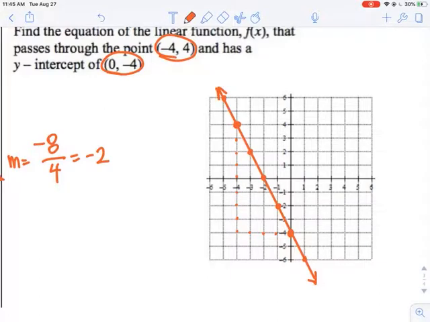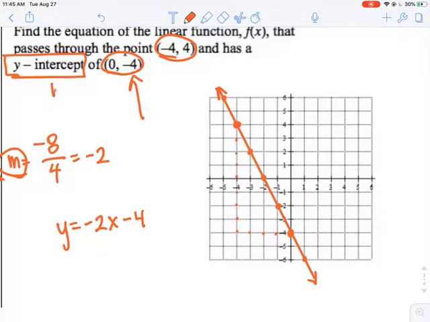In this case, we know what our slope is from the graph. y equals negative 2x, and they already told us our b. Our b is negative 4 because they told us what the y-intercept is. Y-intercept is what b stands for. So I have my equation here.